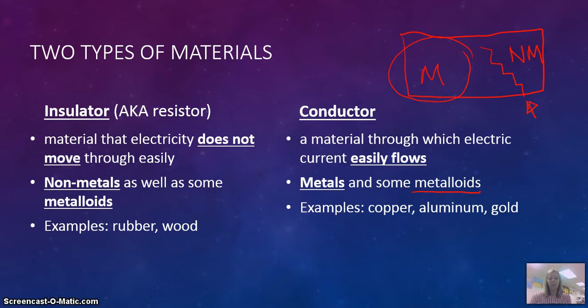So as far as a current, you would have many more electrons moving through a conductor than you would through an insulator, if at all, through an insulator. Examples of conductors are copper, aluminum, and gold.